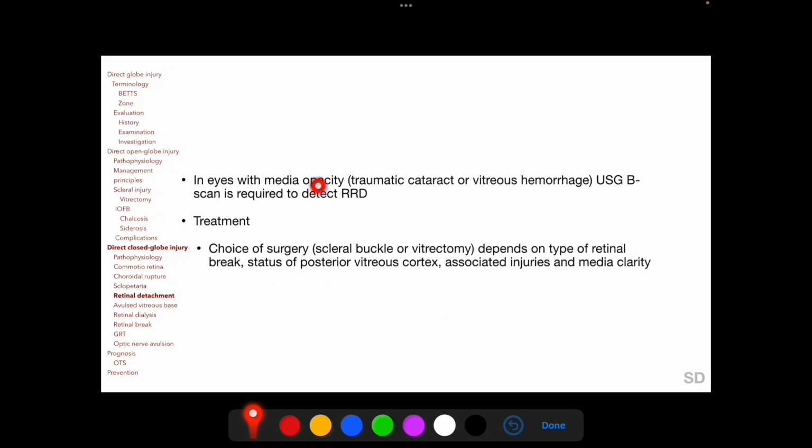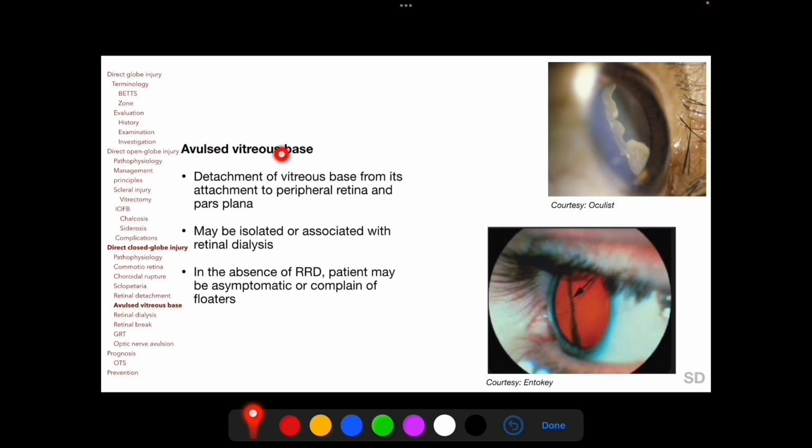In eyes with media opacification, such as may occur from traumatic cataract or vitreous hemorrhage, a B-scan is required to detect retinal detachment. And choice of surgical correction of a traumatic RRD, either scleral buckle or vitrectomy, depends on the type of retinal break, as we will discuss, status of posterior vitreous cortex, whether detached or attached to the retina, associated injuries, and media clarity.